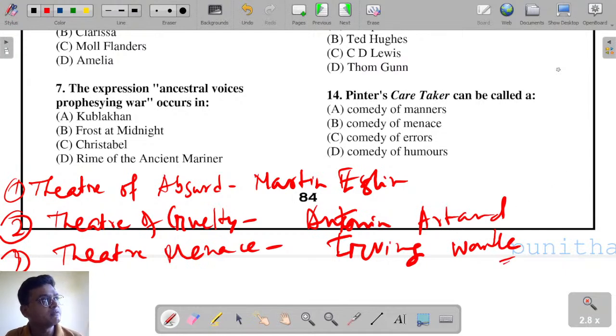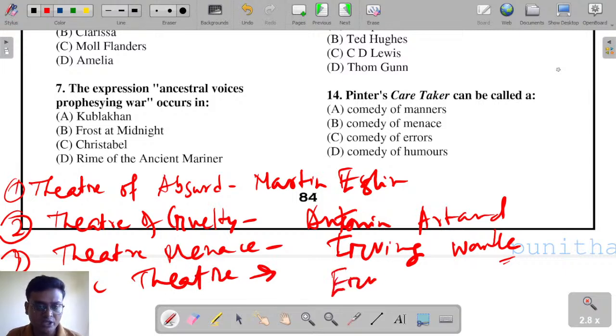Epic Theatre was coined by Erwin Piscator. Okay, Erwin Piscator.